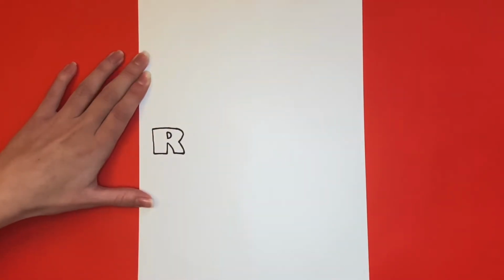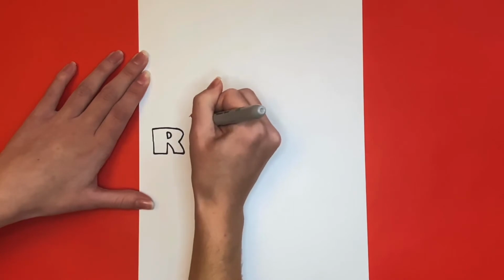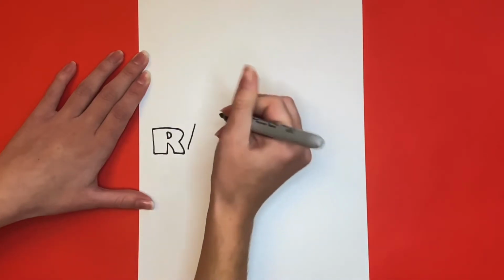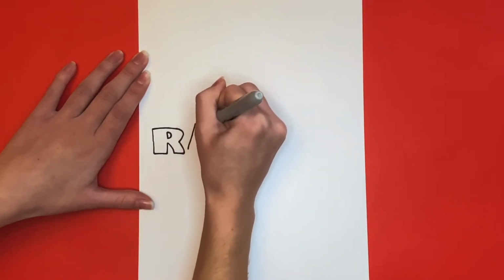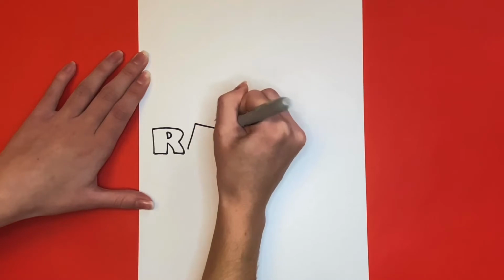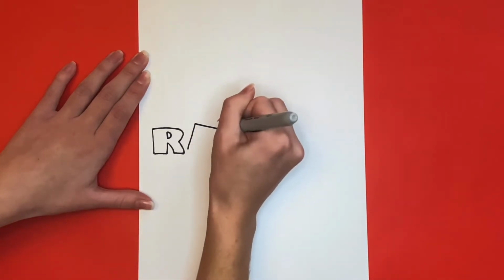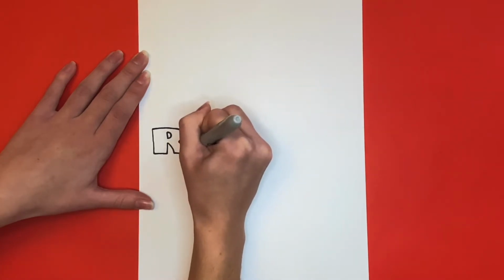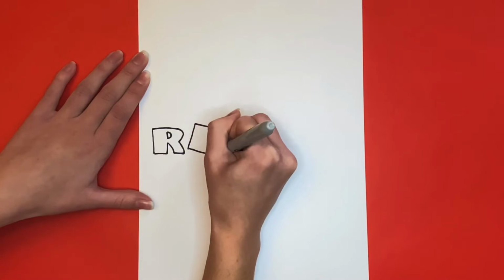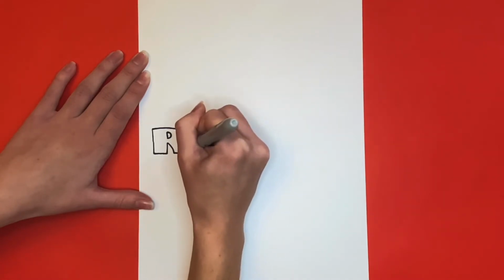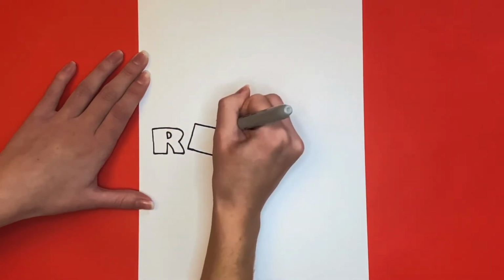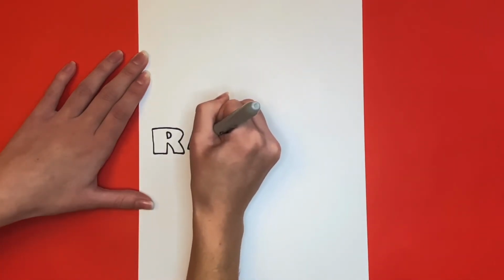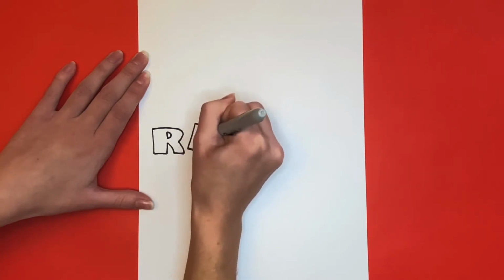Next, we are going to draw the O. This will be a square-like shape that is a little bit tilted. Then inside that square-like shape, we're going to draw a very small square-like shape the same way.